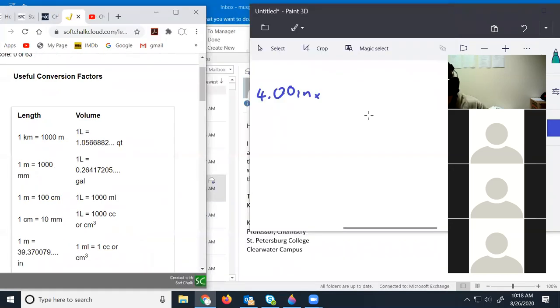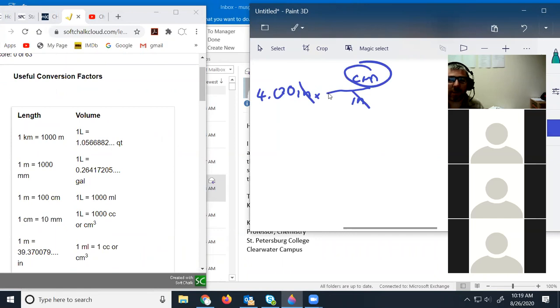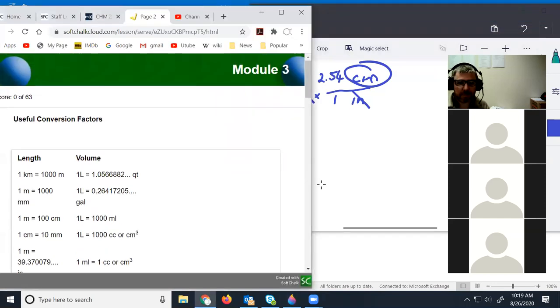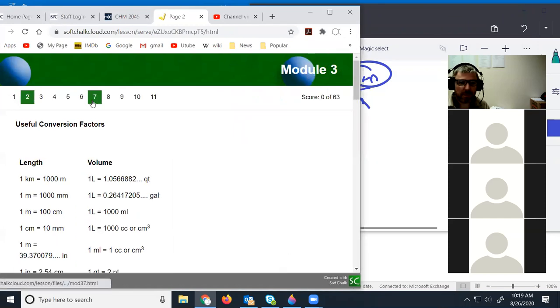So it'd be 4.00 inches, and then I do a line. Then what I like to do is put the units in first, and then put the numbers in. So inches goes on the bottom, and the reason for that is so that they can cancel, and centimeters goes on top because that's what we want. And then I know what the relationship is. It's 1 inch is 2.54 centimeters, and then I go from there. Does anybody have any questions about the setup? Okay.